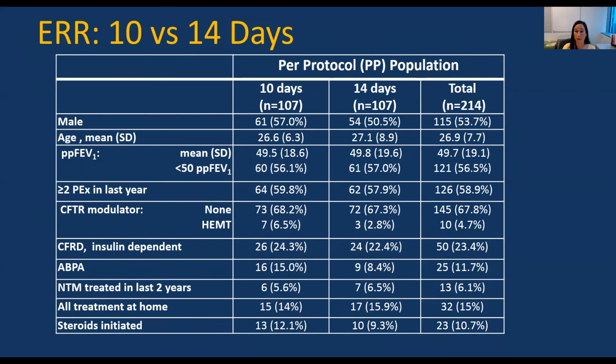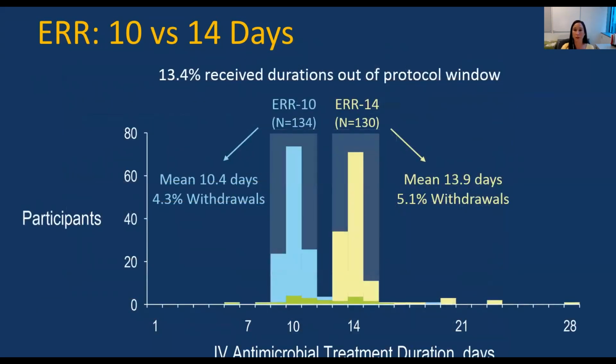About 10% started steroids to treat the pulmonary exacerbation, and we observed balance across the two groups, the 10 versus the 14 days. Here you can see a histogram of the actual IV treatment duration each participant received. I mentioned this was open label, so while participants were randomized to a duration, they certainly could go off protocol. The shaded region here, you can see if you were randomized to ERR 10 days, that's plus or minus 1 day, and similarly, you were within protocol for 14 days, plus or minus 1 day.